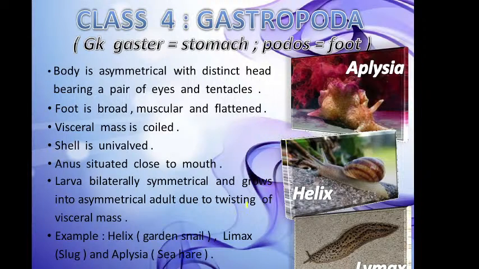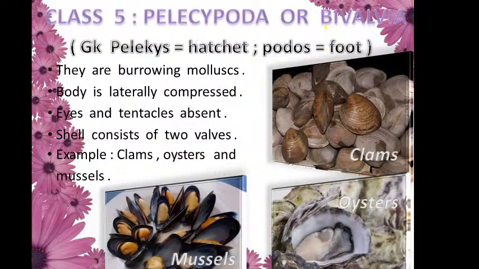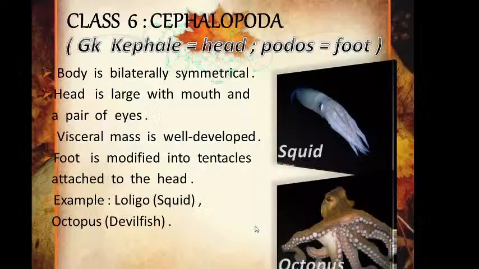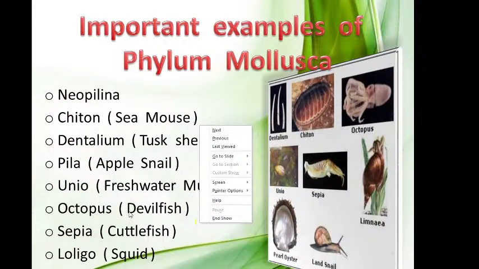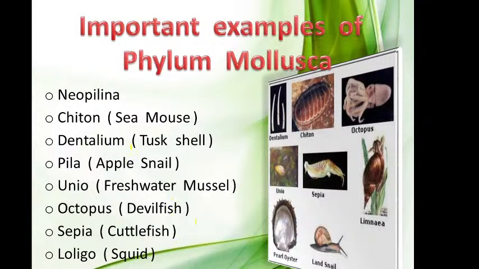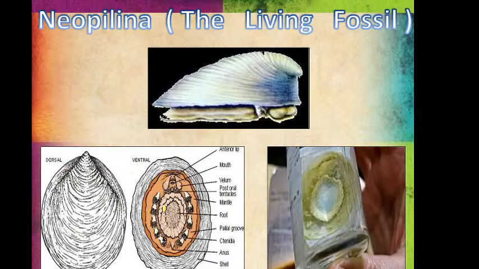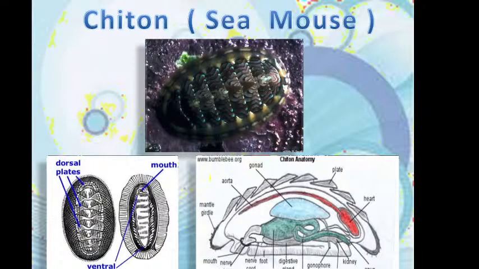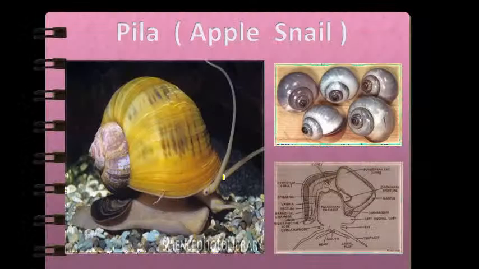So we have gastropoda. We have pelecypoda, also known as bivalvia, in which we have clams, mussels and oysters. And the last one is cephalopoda, in which we have the octopus. So we all know that they are the important ones. We have neopilina, chiton, dentalium, pila, unio, octopus, sepia and loligo. They all belong to the phylum Mollusca.